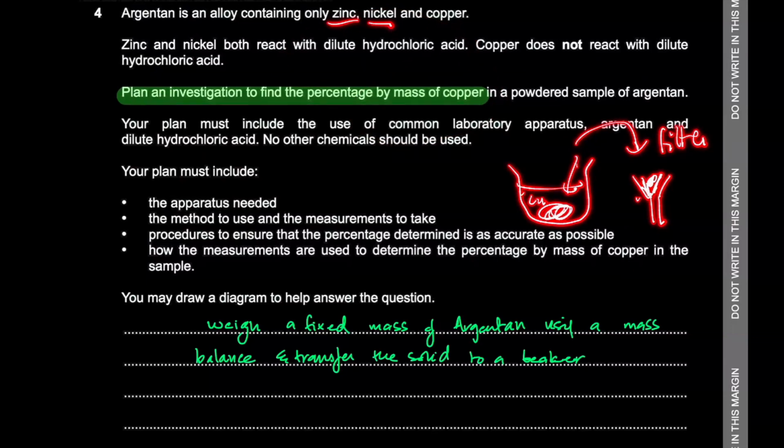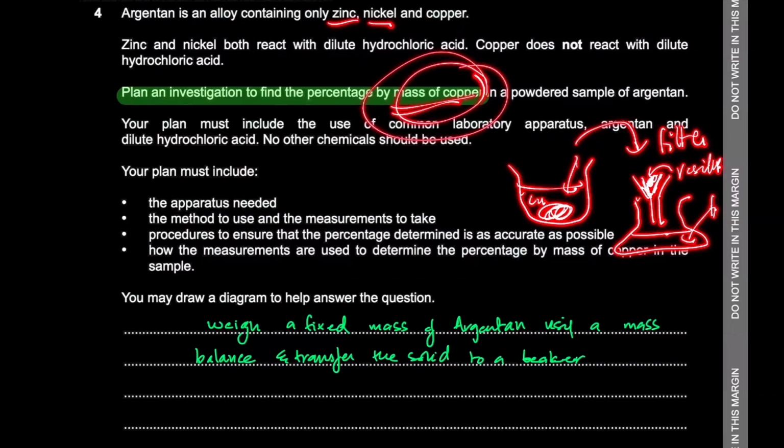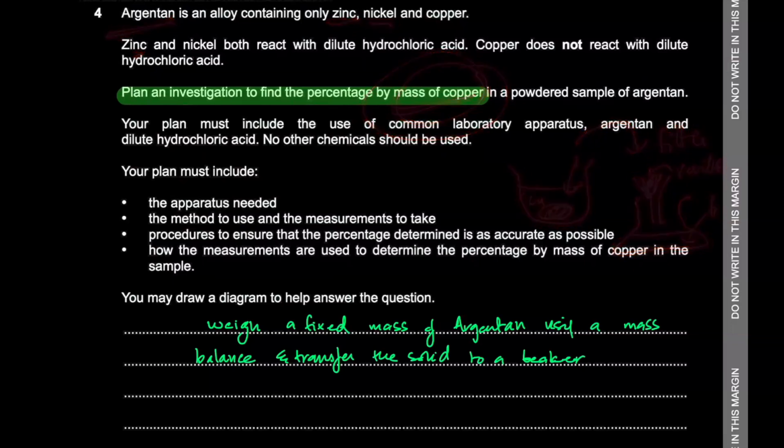We filter, and we're left with the filtrate, which is the solution, and the residue, which is the copper. Then we can weigh the copper, and from that we can determine the percentage by mass of copper. We do the mass of copper divided by the initial mass of argentan, times 100. That's how we determine the percentage.